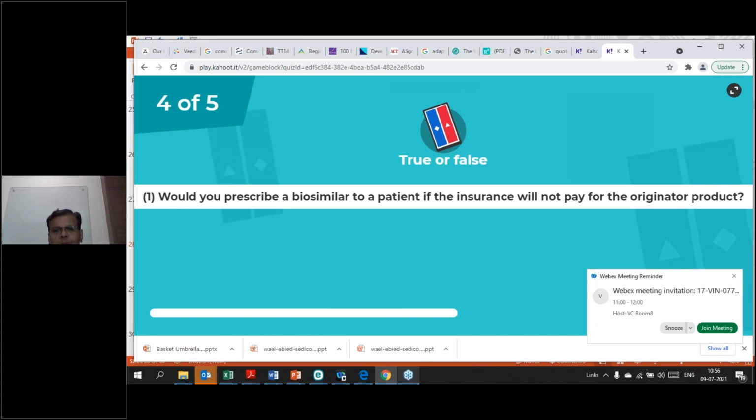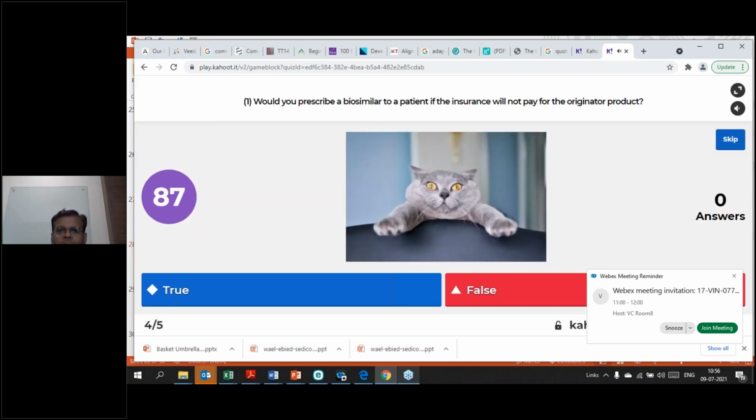Okay, so the next question is, if you are a physician, would you prescribe a biosimilar to a patient, even if the insurance company is not willing to pay for the original product? Okay, so I see people are waking up. That's a good sign.